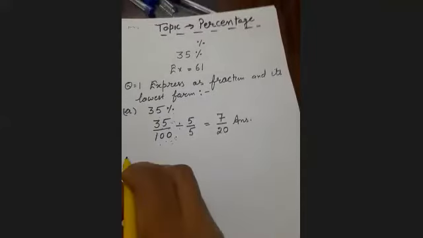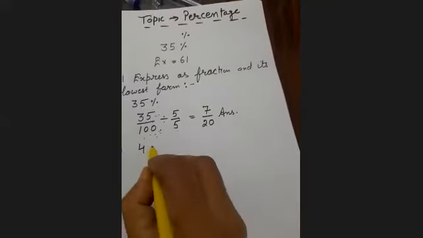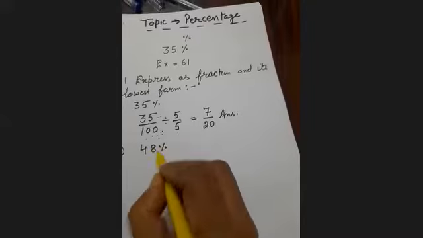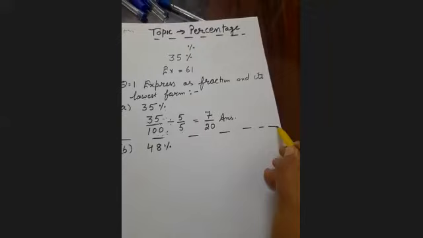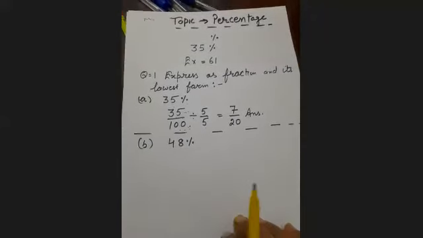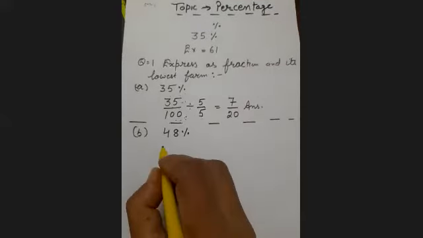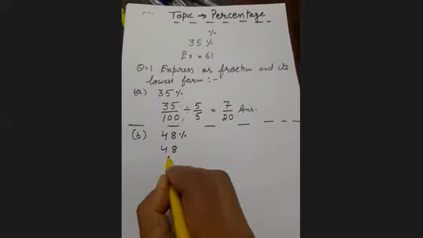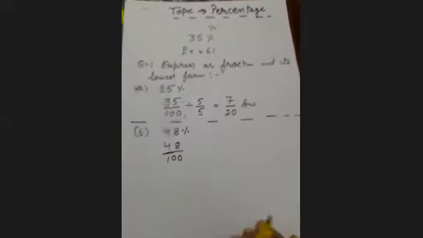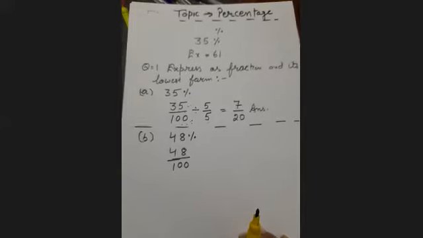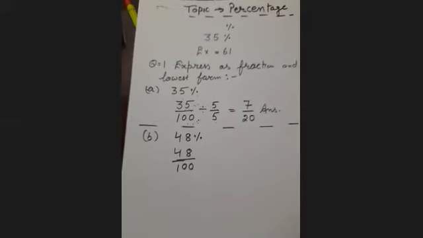Now part B, 48%. Now students, convert this number into a fraction. 48 upon 100. This is the fraction form of 48%.